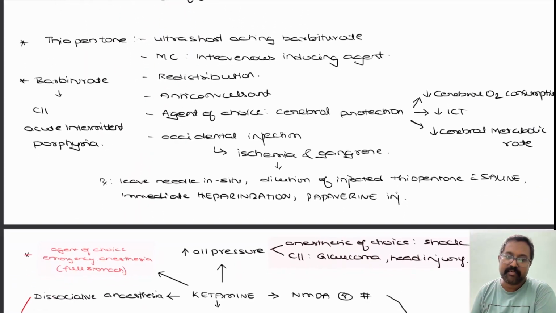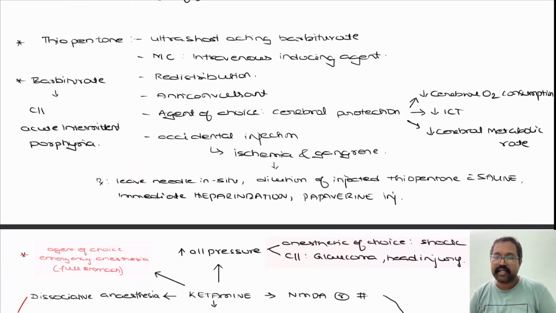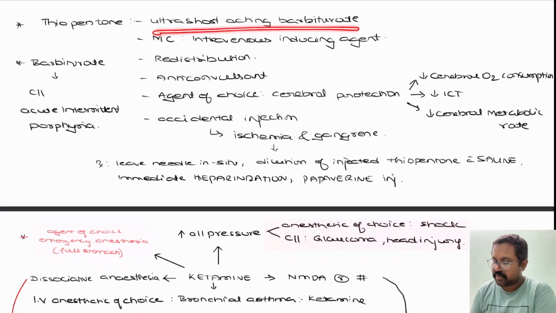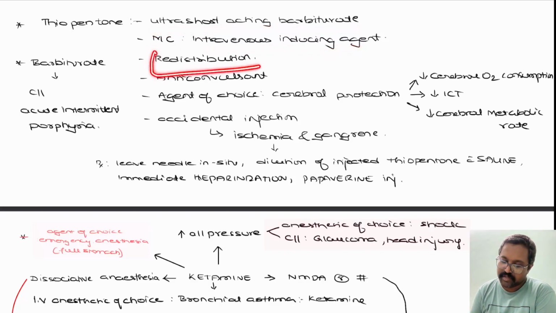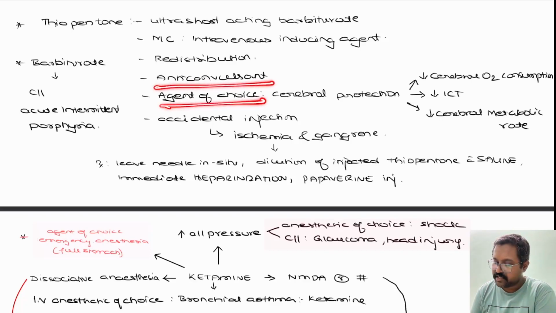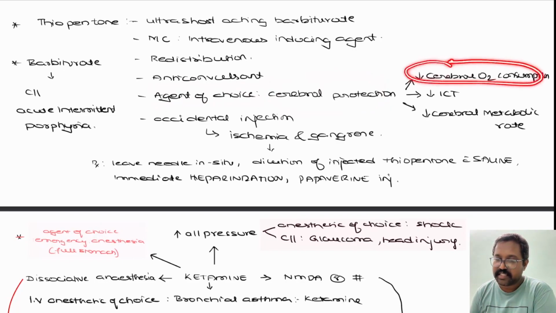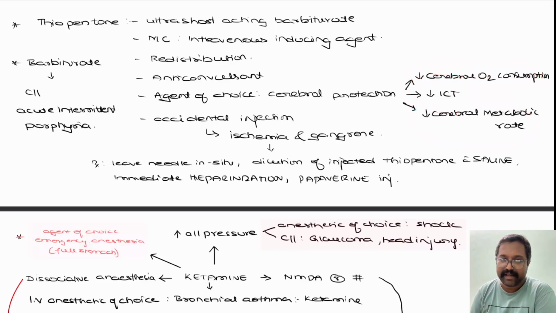Next, coming to the thiopentone, which is an intravenous rapid acting agent. It is an ultra short acting barbiturate. Most commonly, it is an intravenous induction agent of choice. Since it has the property of redistribution, its action will be terminated very fast. And it is also the anticonvulsant agent of choice in case of cerebral protection, as it decreases the cerebral oxygen consumption, reduces intracranial tension, and reduces the cerebral metabolic rate.